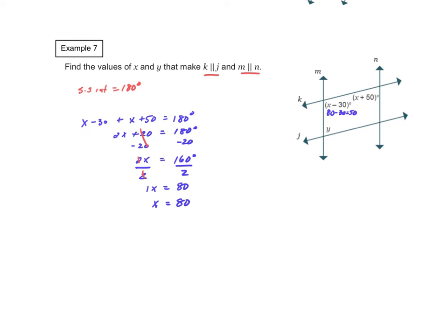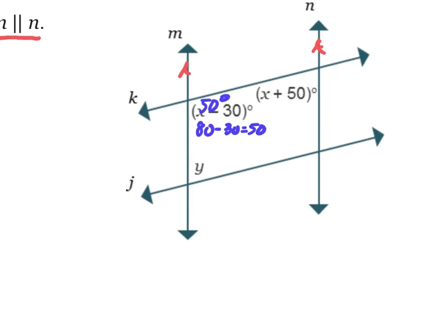Okay. If that's the case, then I know that this angle is 50 degrees right there. Now, if x is 80, then I know that this is parallel to this, because my same side interior angles would have equaled 180. Well, if I'm looking at y, I can look at the same k and j. If my same side interior angles are equal to 180, then k and j would be parallel.